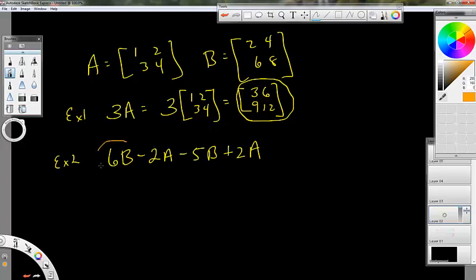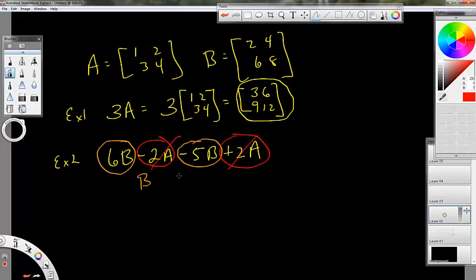So look at it. You have 6B minus 5B. What's that? That's 1B. And then I have negative 2A plus 2A. That cancels. So this whole mess here simplifies to just B. So what's B equal? Well, 2, 4, 6, 8. So I can get away by doing a problem like that without doing any math, because this is legal right here. This is okay to do.